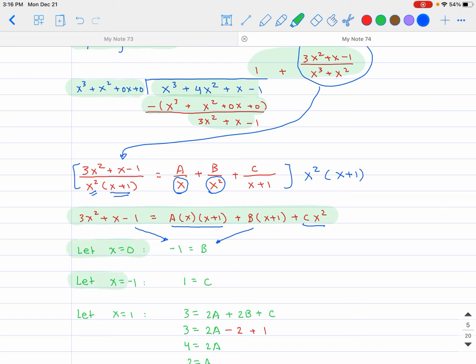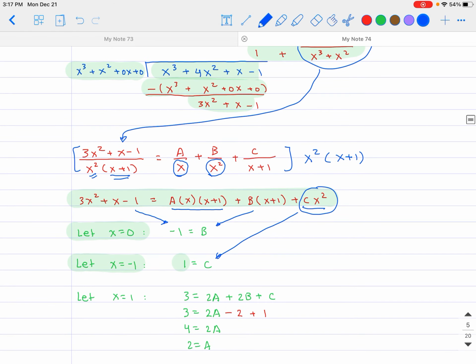Then for the next part, let x equal -1, just to get rid of a different factor. If you do so, on the left-hand side, you're going to get 1, because it's going to be 3 and then -1 -1. So it's equal to 1. And on the right-hand side, if I plug in -1, the a term and the b term cancel out. So that leaves you with only the last part, which is the c x squared. And that's where that c is coming from. So c is equal to 1.